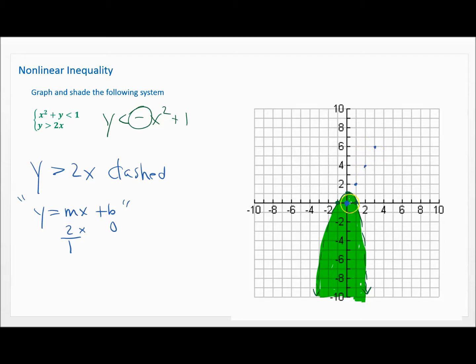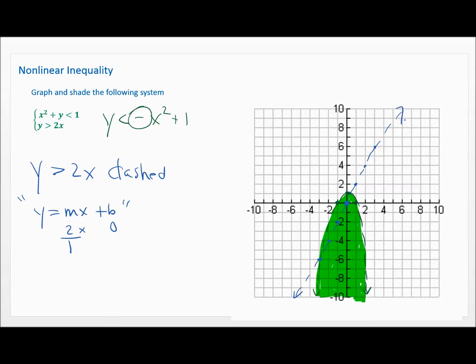You could also go the opposite. You could go down 2 and left 1. That's really saying negative 2 over negative 1, which gives you a positive 2. Now I'm connecting my dots with my straight dashed line.